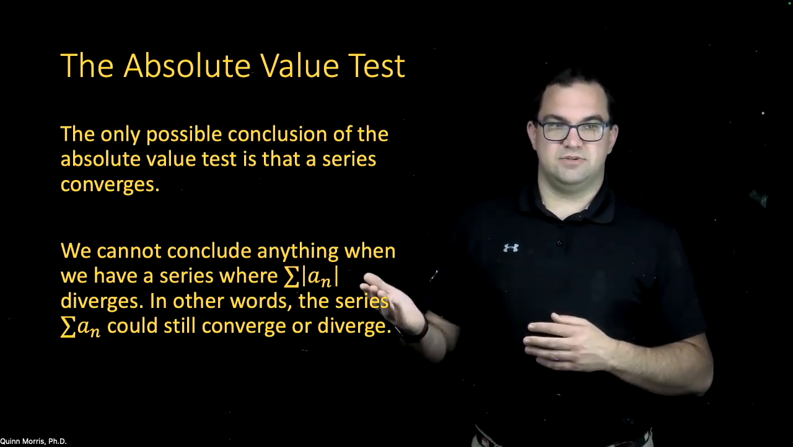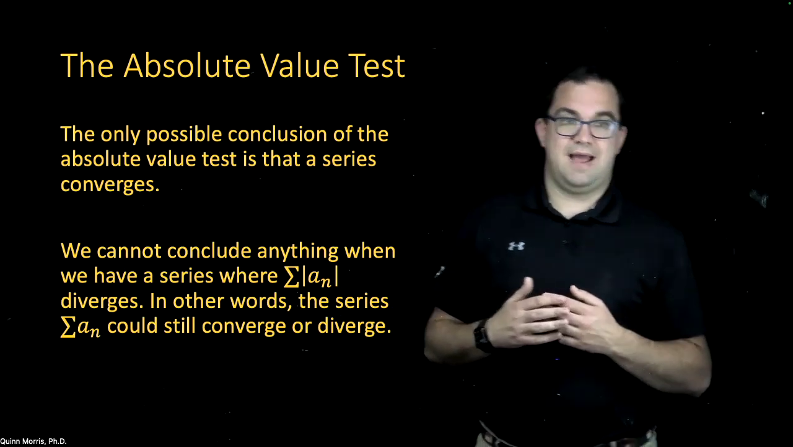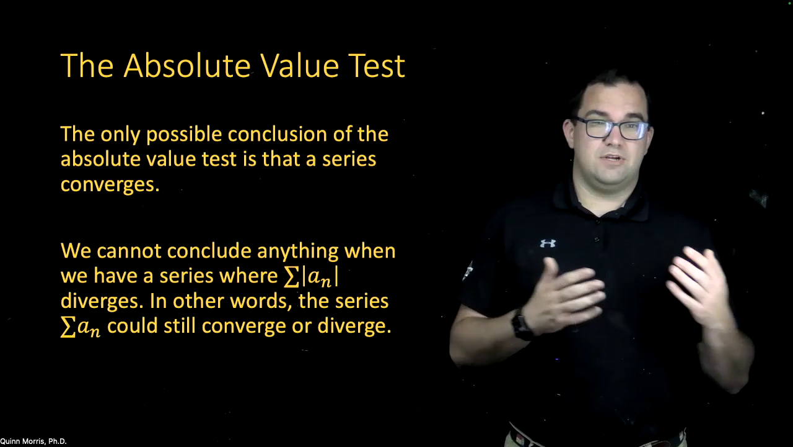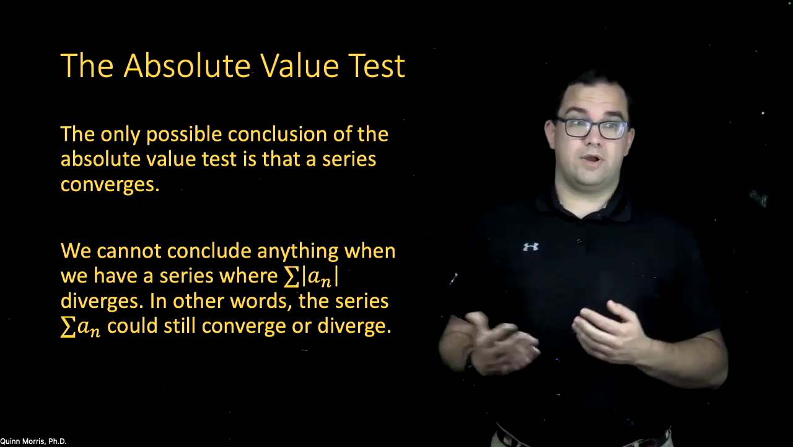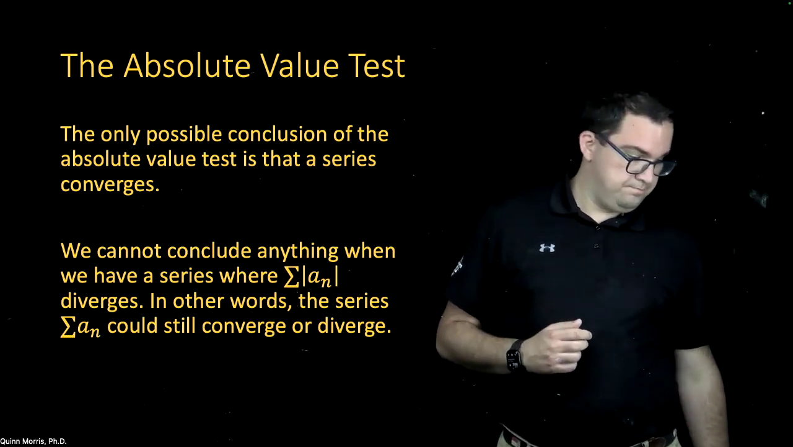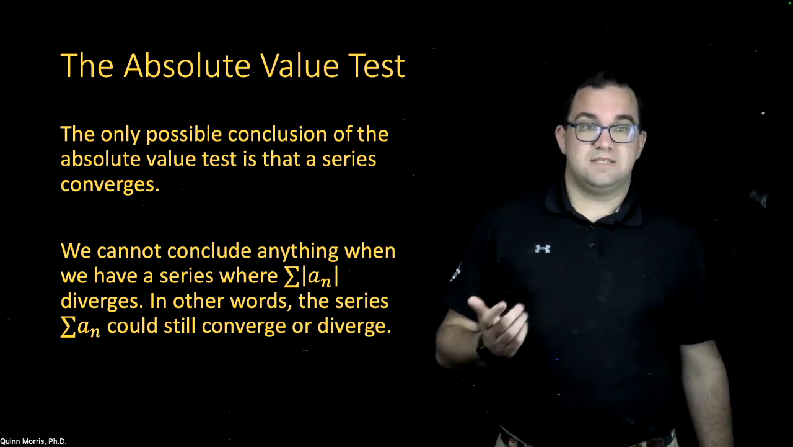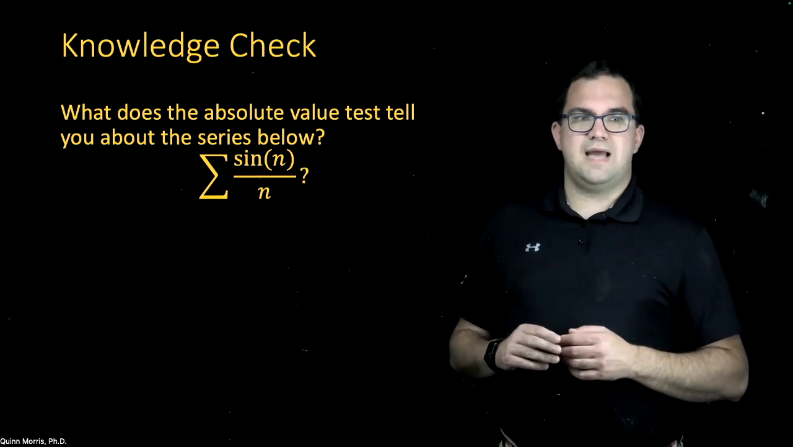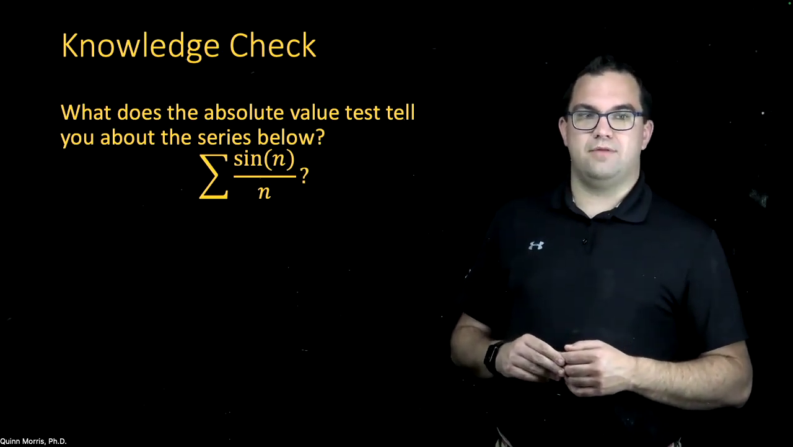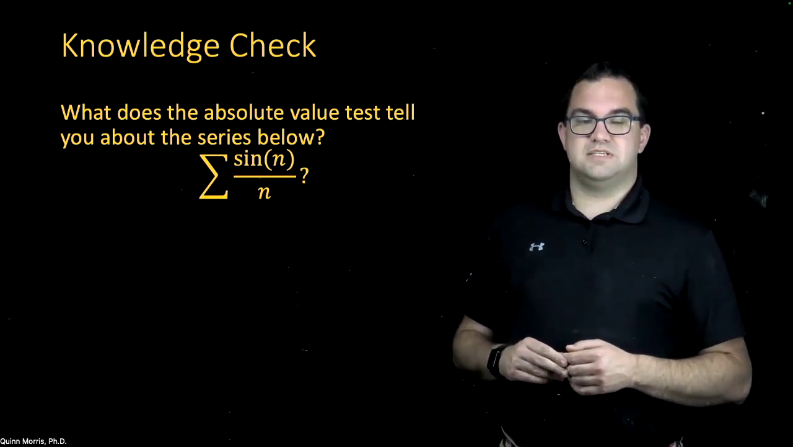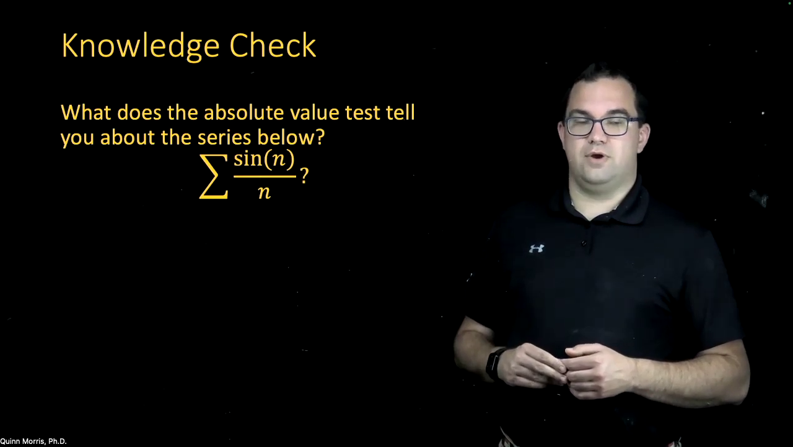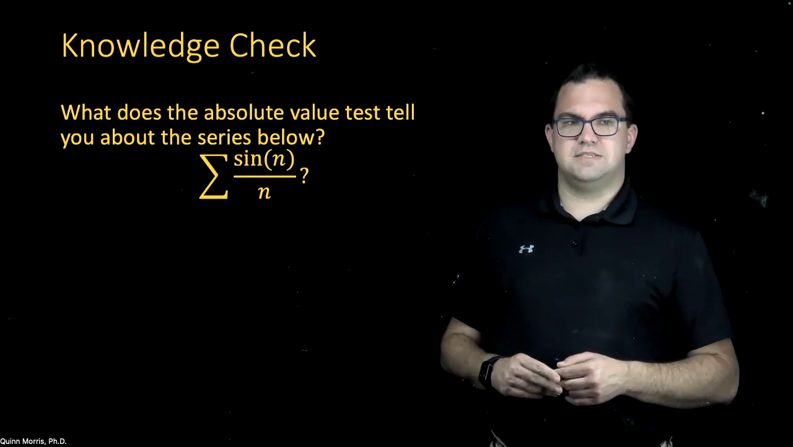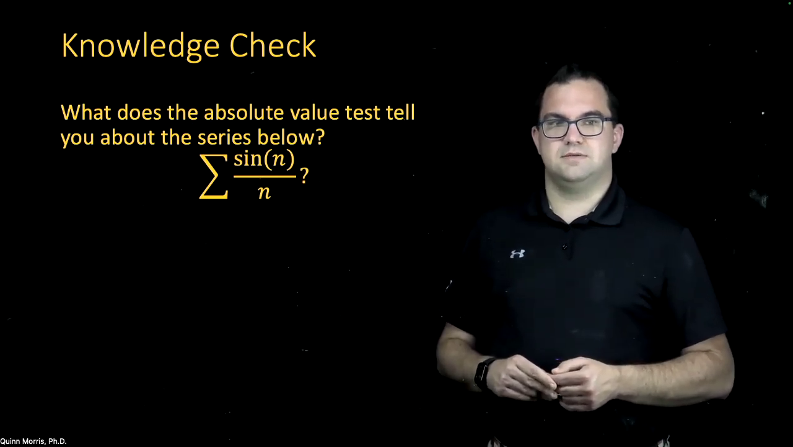So when that series of absolute values diverges, we can't actually conclude anything, right? If the series of absolute values diverges, then the original series could still converge or it could diverge. We just don't know. So let's give you a chance to practice this on your own with a quick knowledge check. What does the absolute value test tell you about the series below? So this is the sum of sine of n over n. So take a moment, try to apply the absolute value test and see if you can learn anything about this series.